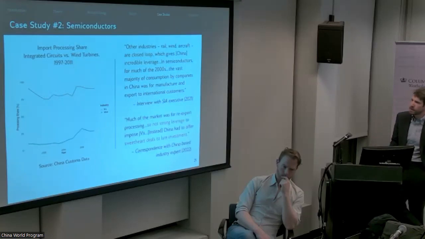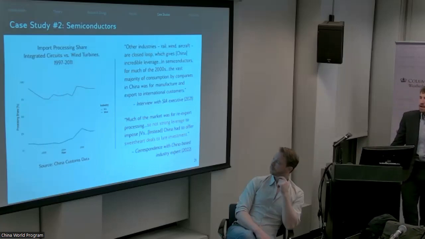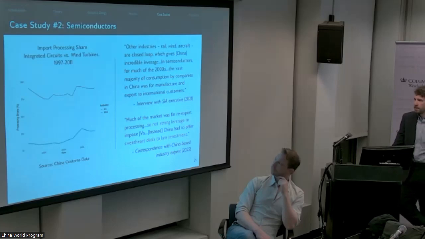So here's another quote from a conversation I had last year with a leading China-based semiconductor industry expert. This person corroborated the previous interview, basically saying that at the time, much of the market in semiconductors was for re-export processing, so not strong leverage to impose JV. So China lacked leverage to impose explicit JV requirements on foreign companies. Instead, China had to offer sweetheart deals to lure investment.